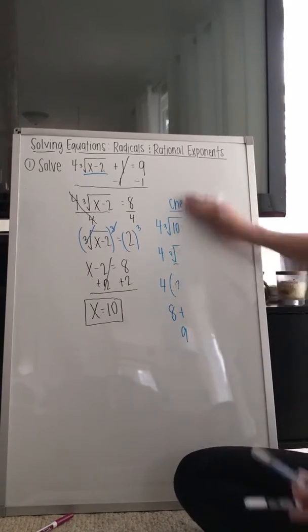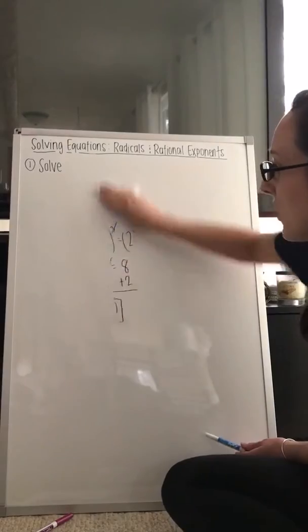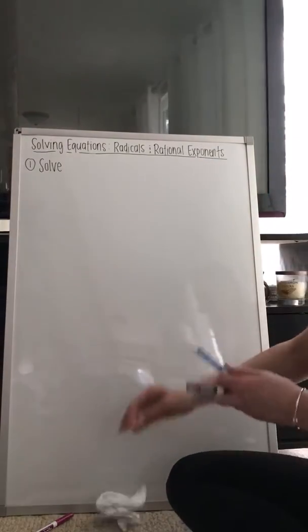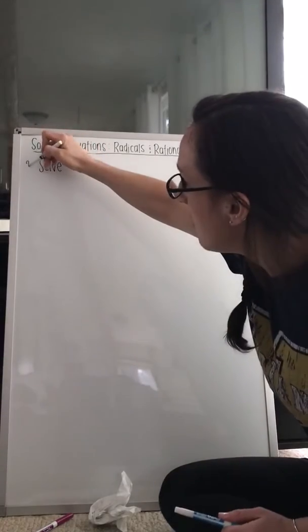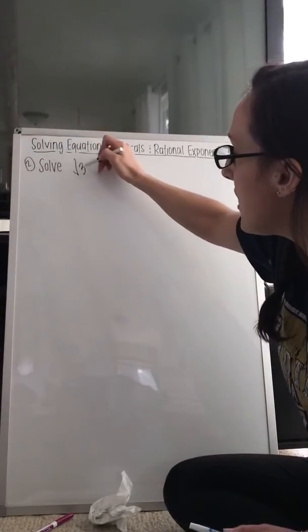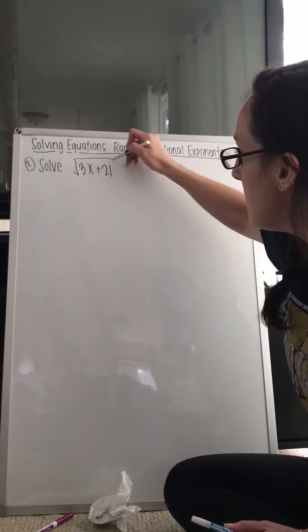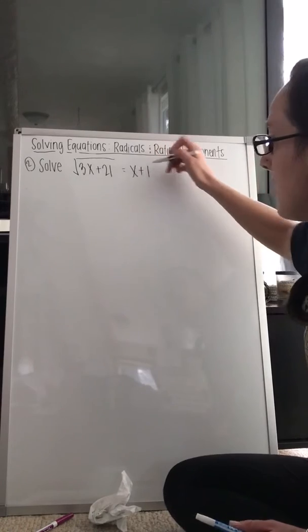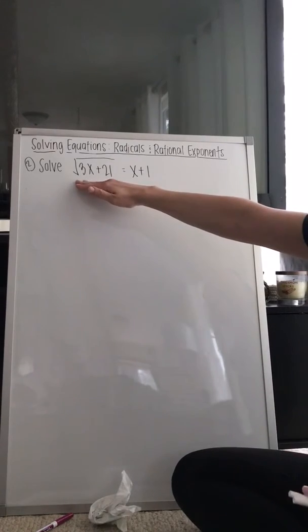All right, let's try another example. Something more like number 23 on the review. So this will be example number 2. So we want to solve the square root of 3x plus 21 is equal to, on the other side, x plus 1. So this one's a little bit different because in this one we actually already have the root by itself on the left-hand side.